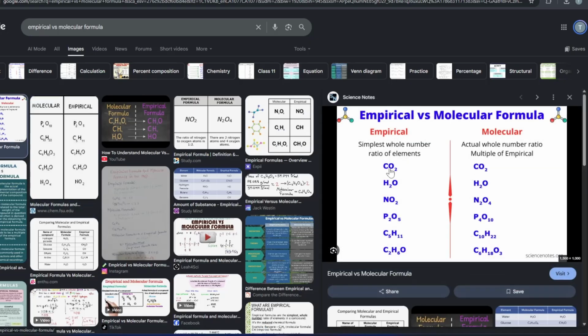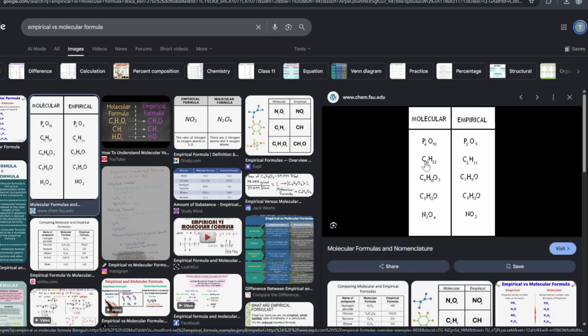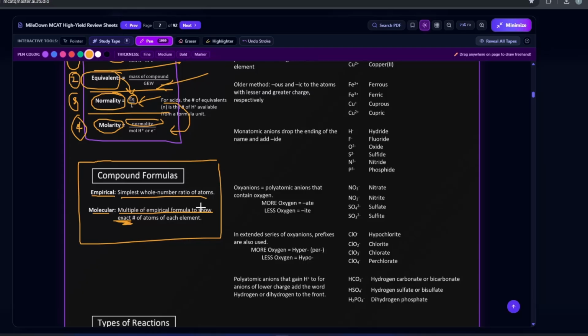So here's an example of an empirical formula, P2O5. If you have a molecular formula, so you notice it's simplified. So molecular is P4O10. If I simplify it, I get P2O5. So it's the lowest common denominator, right? The simplest whole number ratio that you can have. You want to do practice questions based on this too.